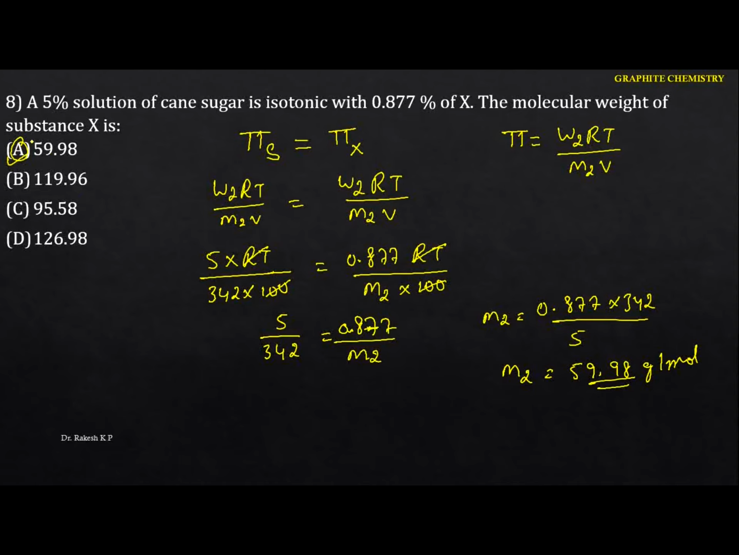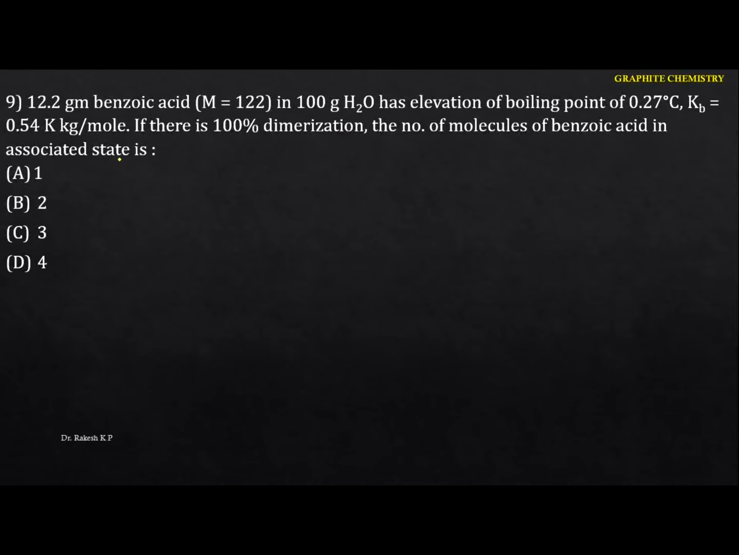Next one. 12.2 gram benzoic acid, with the molar mass given, in 100 gram water gives an elevation of boiling point of 0.27 degree Celsius. Kb for the water is 0.54 Kelvin kg per mole. If there is 100% dimerization, the number of molecules of benzoic acid in associated state is?